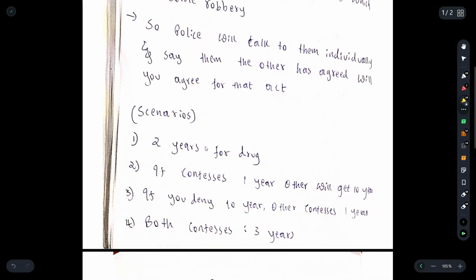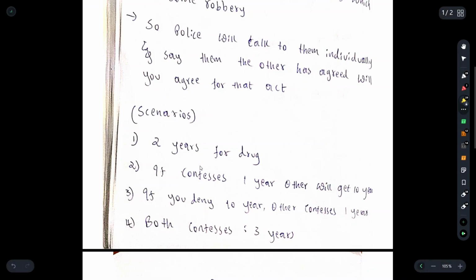They will talk to them individually and confuse them, and then try to get things clear. So the number of scenarios is 4. There are 2 years for the drug dealing, and if one confesses, he gets 1 year and the other will get 10 years. So if one says yes, I had done the mistake, then he will get only 1 year of jail and the other person will get 10 years, and that will be vice versa for the other person also.